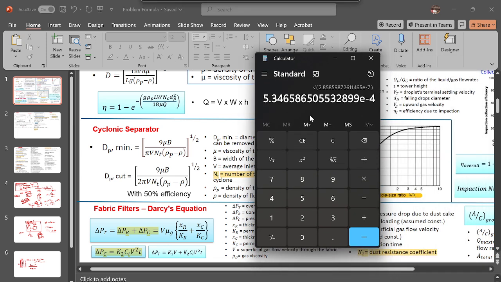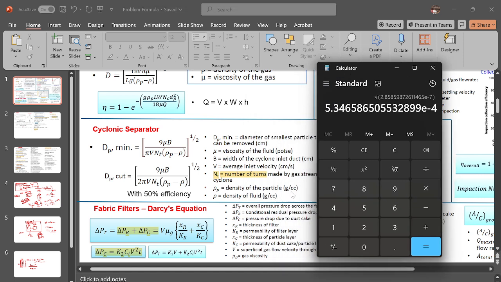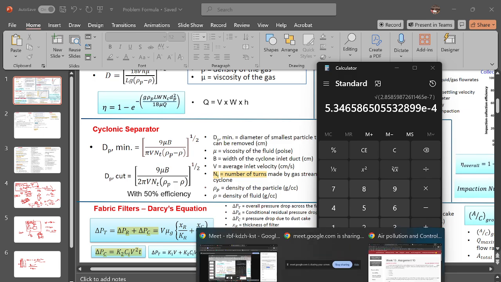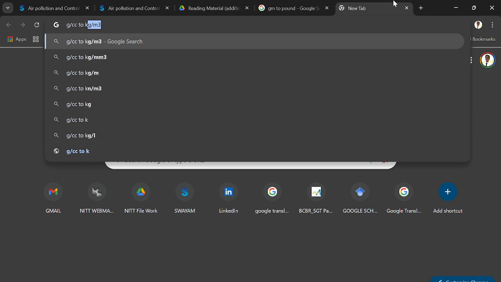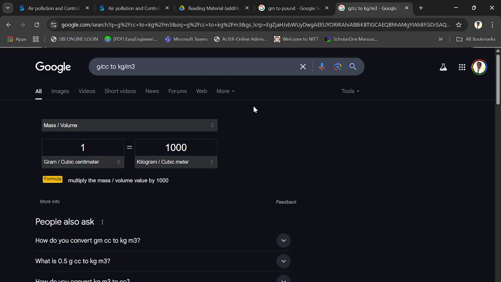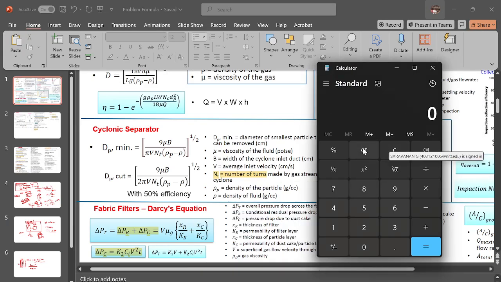Okay, sorry, it's not 1500. It should be in gram per cc. They have given us gram, so if everything is in centimeter, I am substituting 1.5 gram per cc. What is the conversion value from gram per cc to kg per meter cube? It's 1000, so 1.5 becomes 1500. Correct only. I'll do it again.